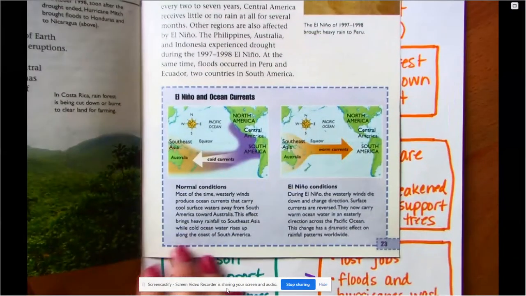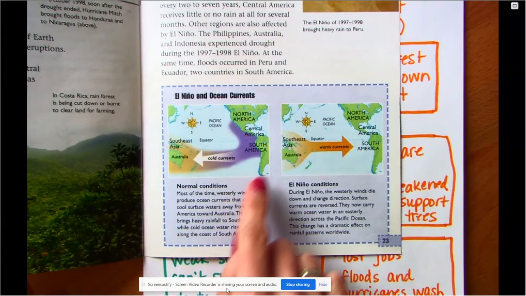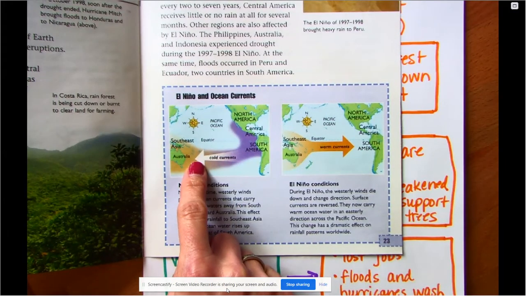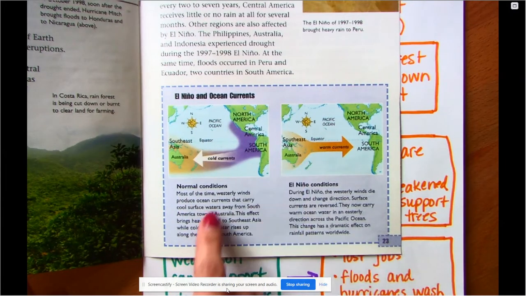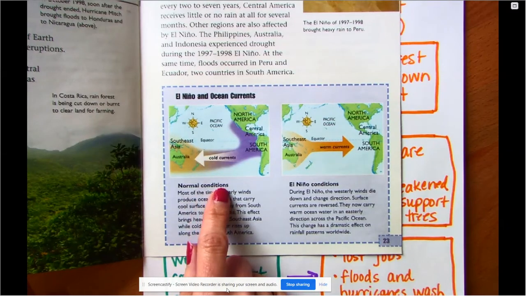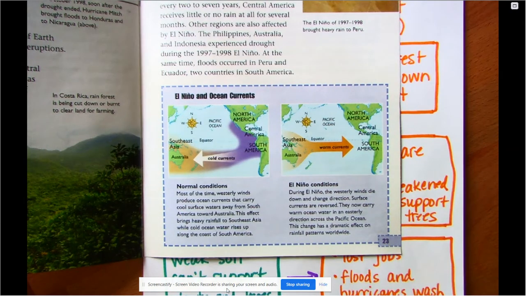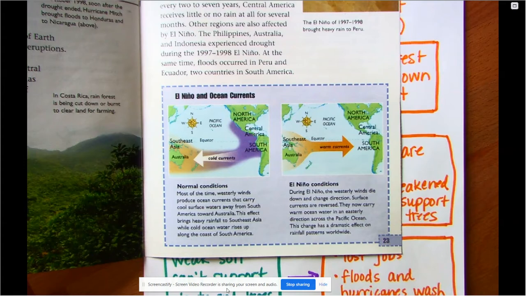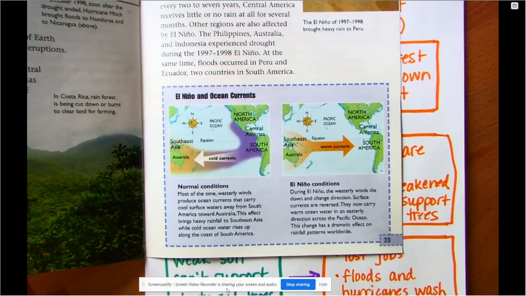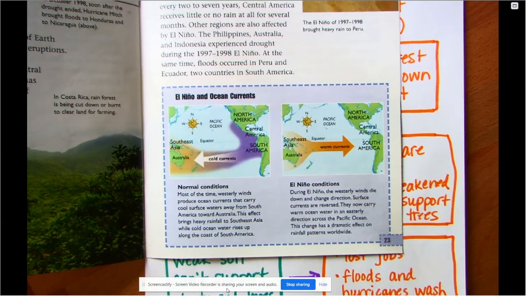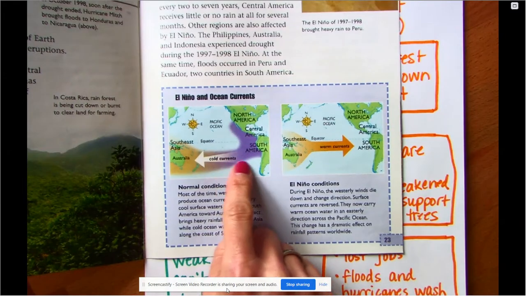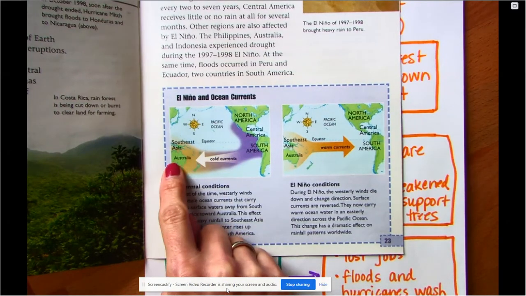And here is a great graphic with some pictures of what the currents in the water are doing and their temperatures. So let's read this one. This is normal conditions. So most of the time, westerly winds produce ocean currents that carry cool surface waters away from South America toward Australia. This effect brings heavy rainfall to Southeast Asia while cold ocean water rises up along the coast of South America. So the winds are coming out of the west, blowing toward the west.